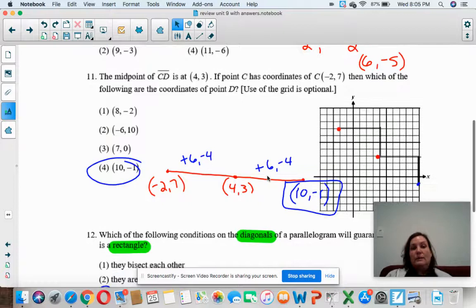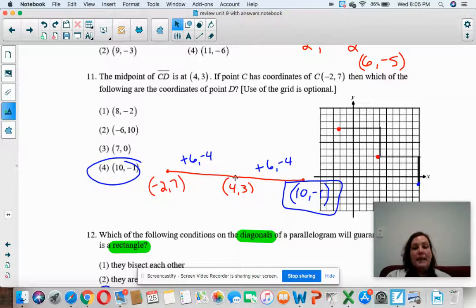Now, 11 is a midpoint question, except it's a different midpoint question in that they give you the midpoint. So I'm going to show you how I do it here, and then I'm going to show you how you can do it on the graph if you want to. The midpoint of CD is 4, 3. So 4, 3 is the midpoint, the point in the middle. C is the point -2, 7. And I'm trying to find the coordinates of point D over here.